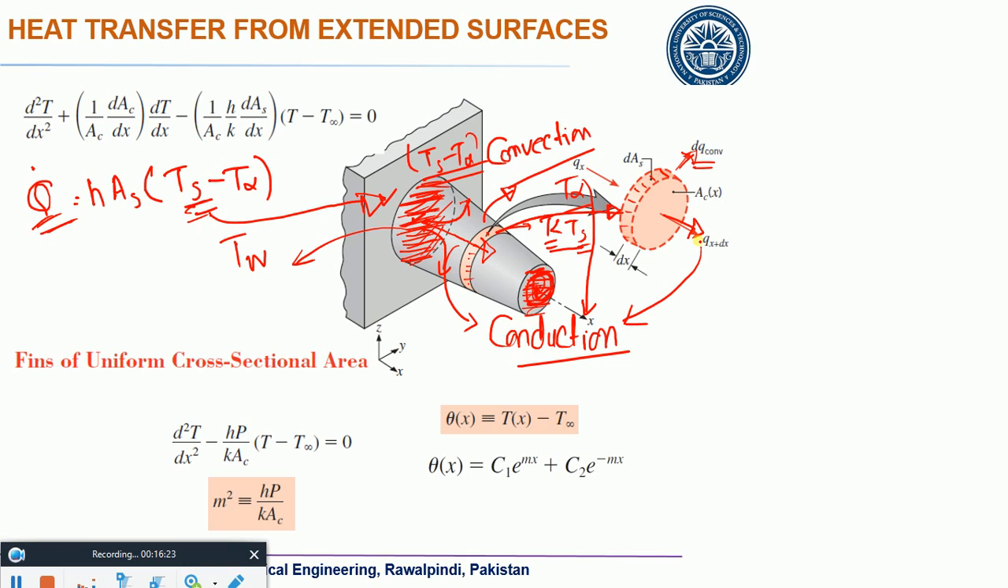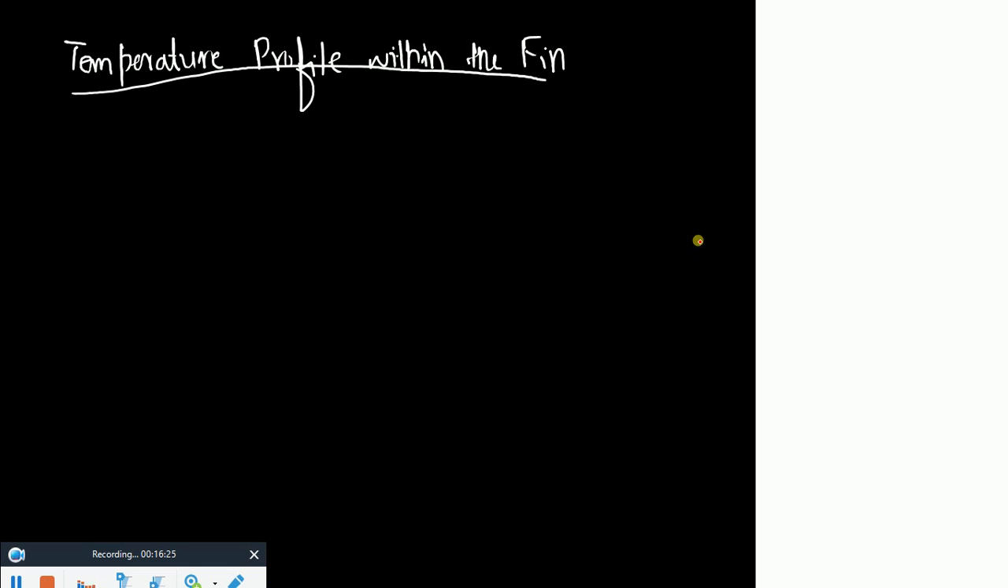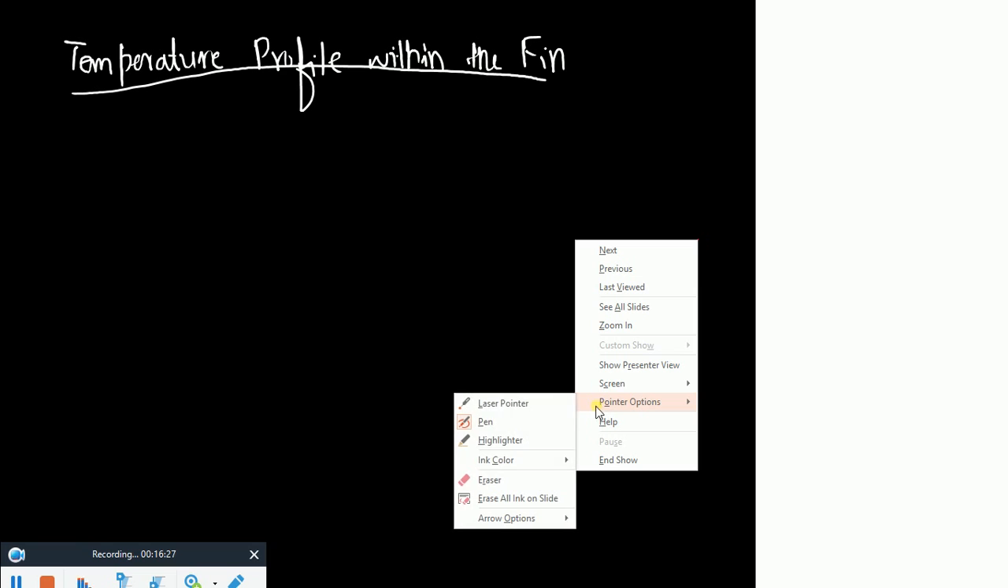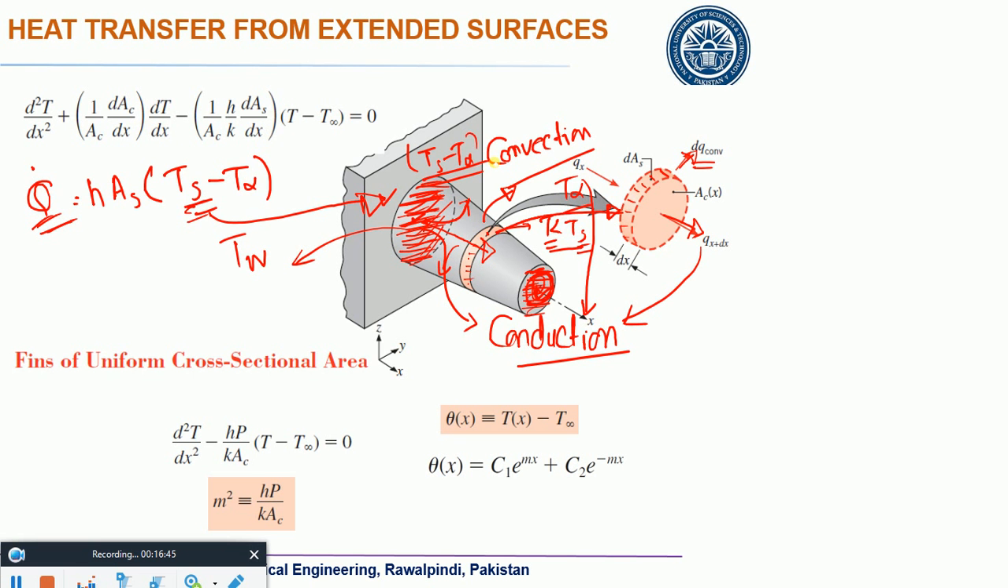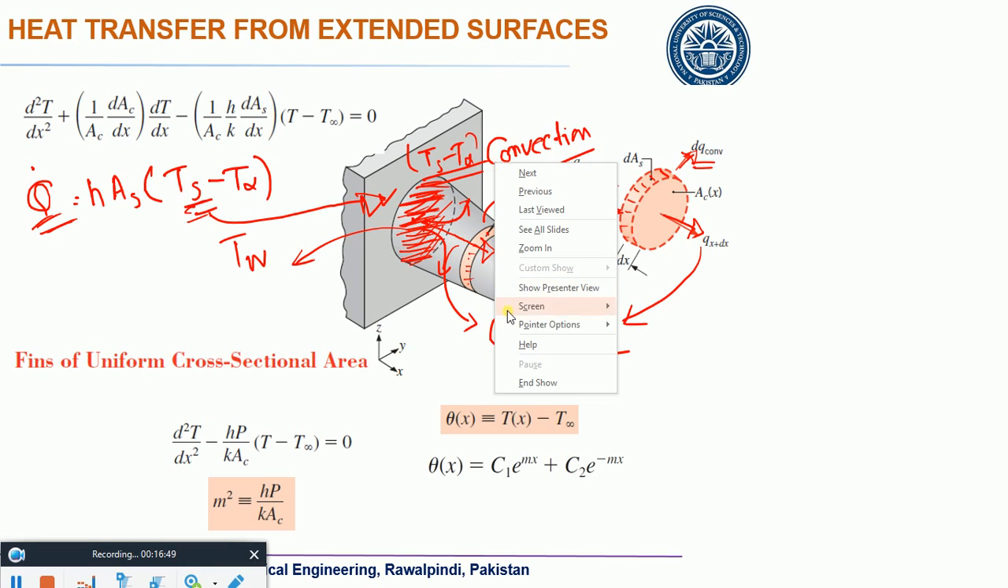Do you understand that? So from this figure, I can say that the Qx which is coming in, that should be equal to Qx plus dx which is going out, and then there is a small portion which is taken away by convection. Just look at it. Just look at that piece of fin.